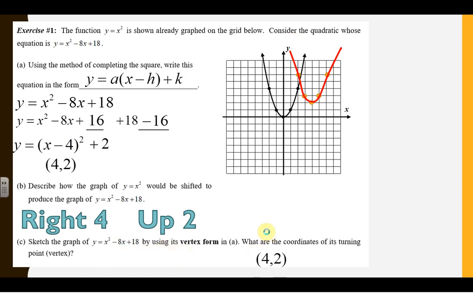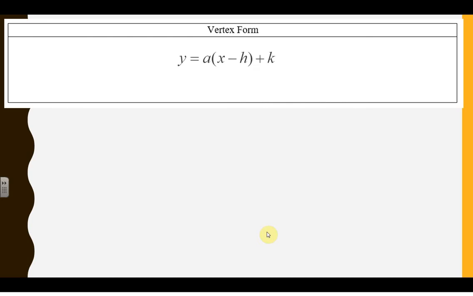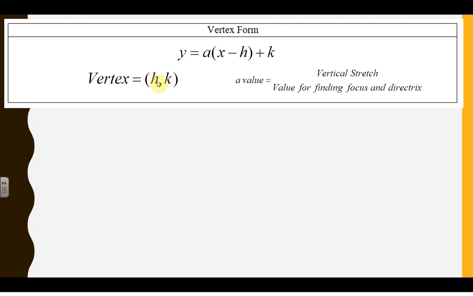What are the coordinates of the vertex? So this is the official form. I forgot the square again. That's okay, there's a squared right there. Remember, this sign will change. This sign is whatever it is. So change, keep. The value a in front, and we'll get to this when we get to translating stuff, is a vertical stretch.